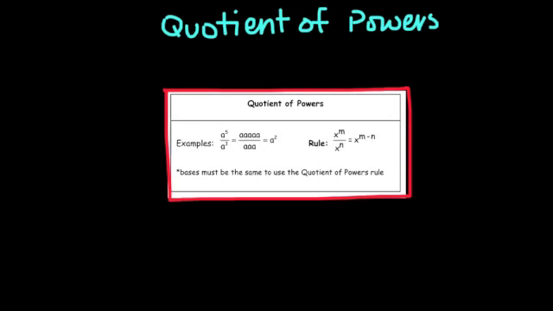Alright, so in this video we're going to look at the polynomial rule, quotient of powers. And if you remember, a quotient is the answer to a division problem. So what we're going to be looking at in this type of rule is what happens when we divide with exponents. So basically, this is what happens here.